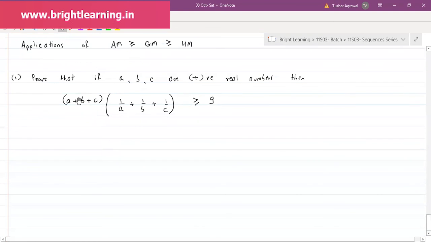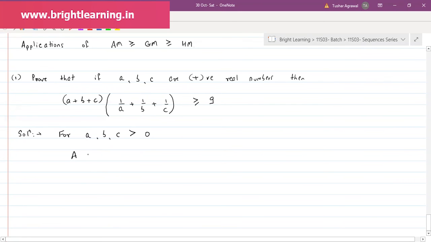Okay, see. 1 upon A, 1 upon B, 1 upon C. Can you think that this might have something to do with harmonic mean? And A plus B plus C, this must have something to do with arithmetic mean. And 1 upon A, 1 upon B, 1 upon C may have something to do with harmonic mean. Yes or no? Yes. A, B, C, all of them are greater than 0.